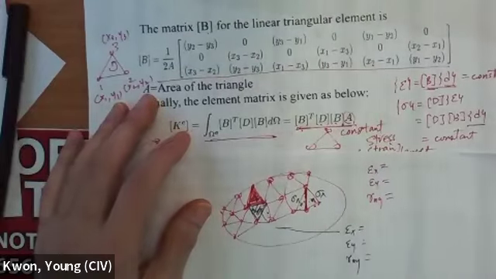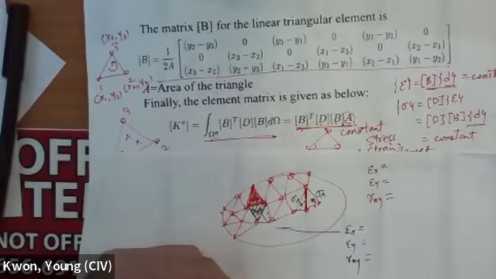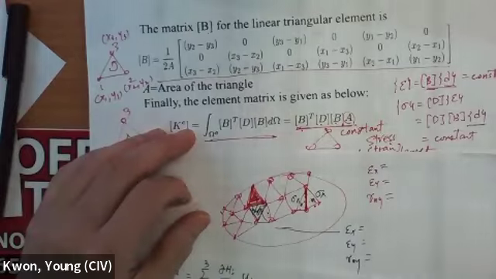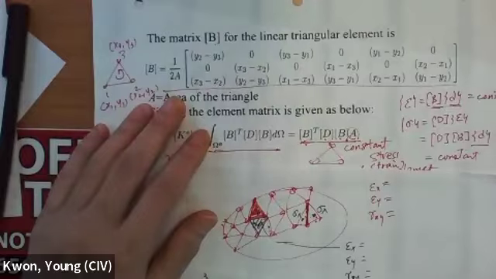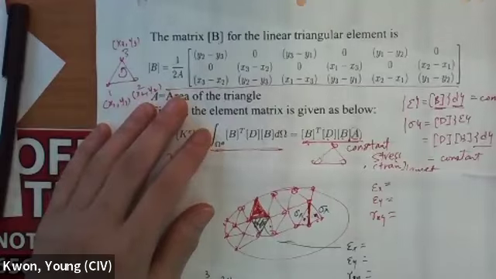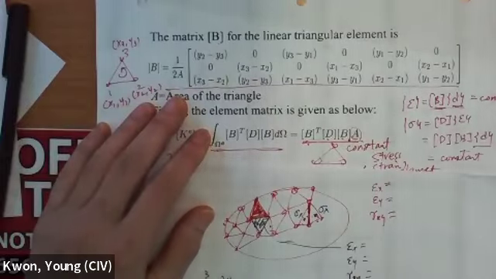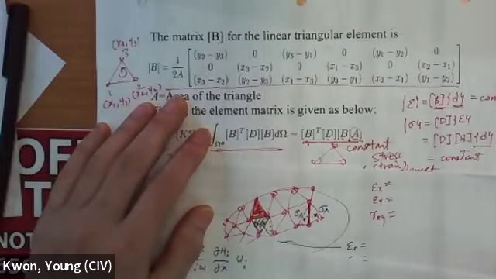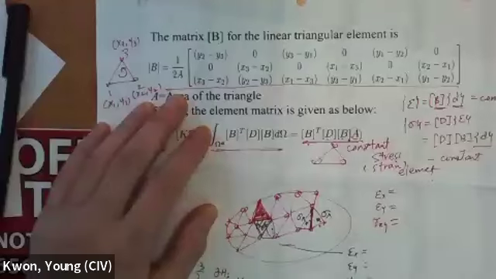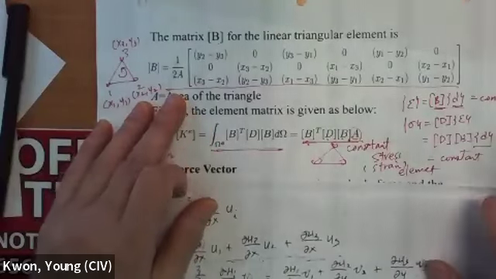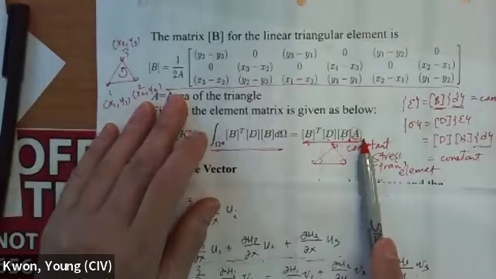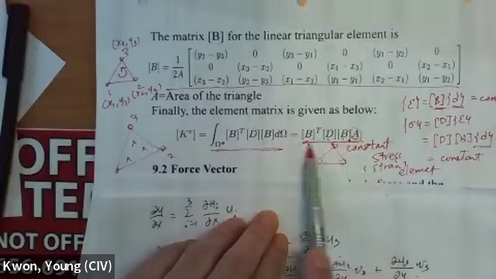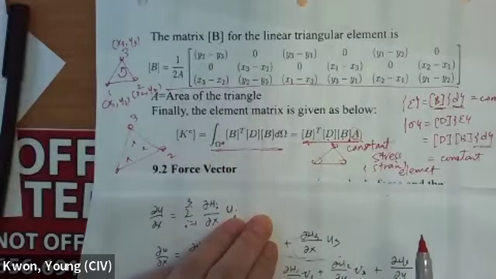But it's not that accurate, right? You may have noticed in your first project, when you use a triangular element, the solution is usually less accurate than with a rectangular element. So to improve the solution, you have to refine the mesh. But anyhow, that's going to be the K matrix.